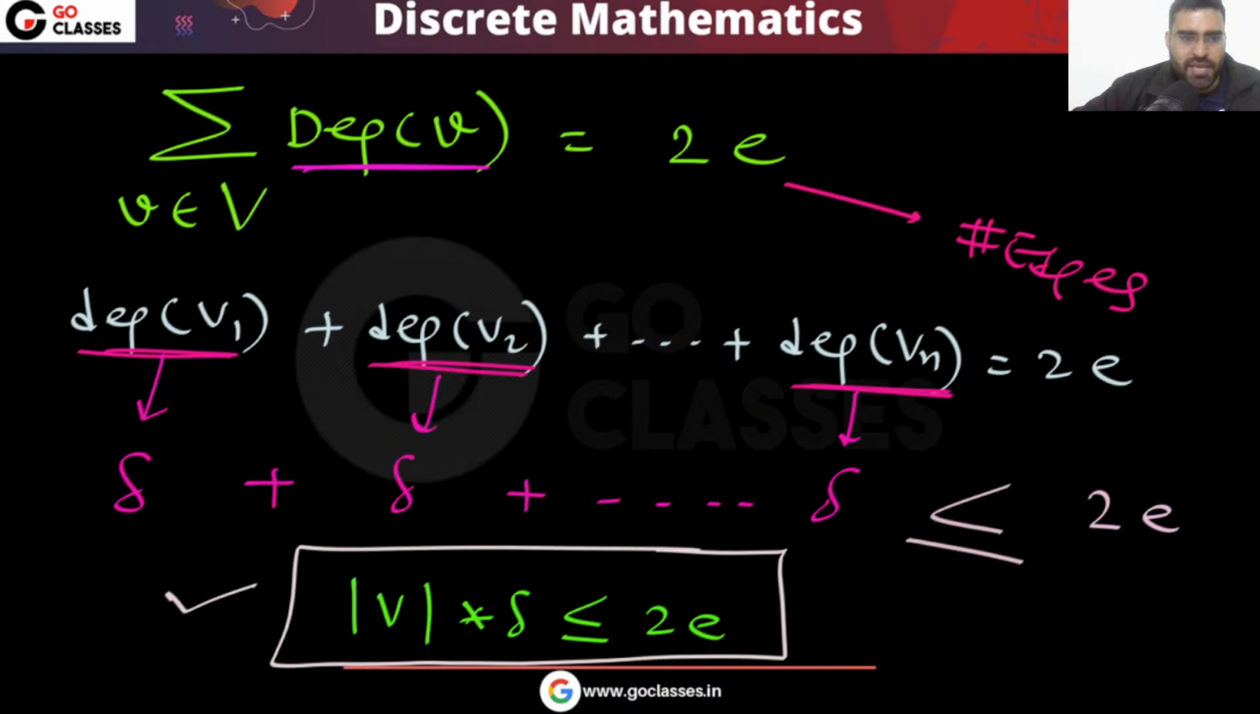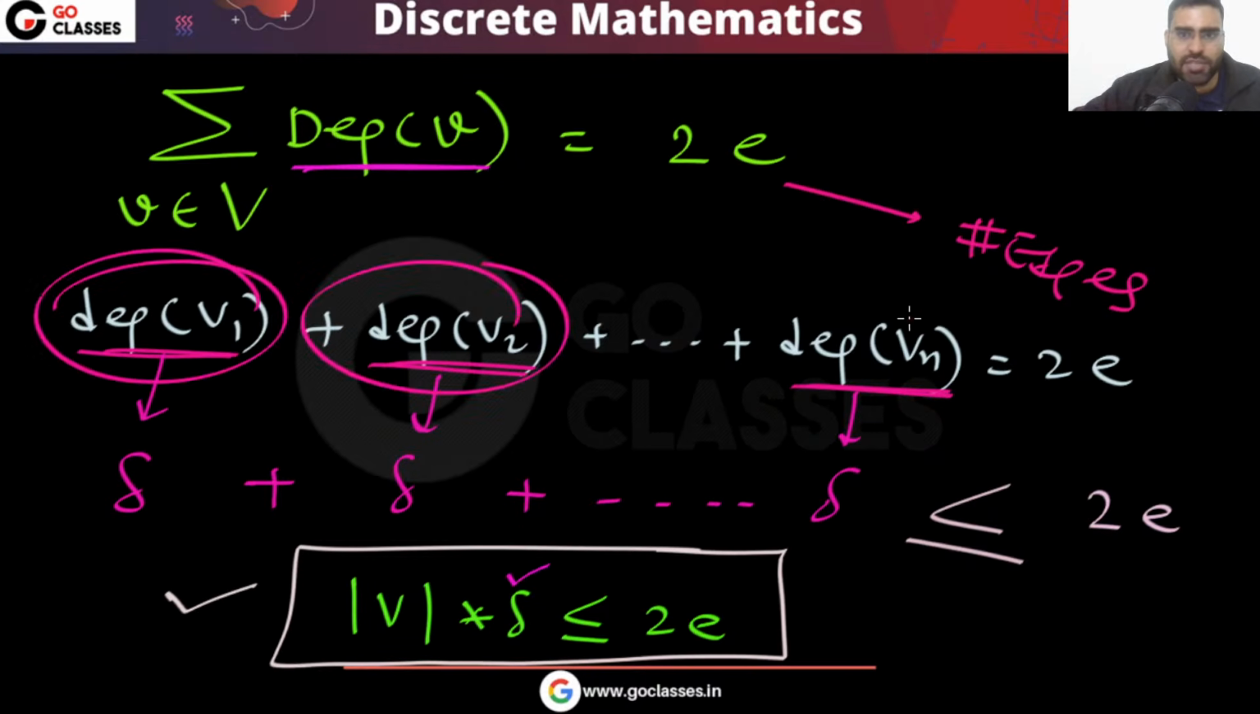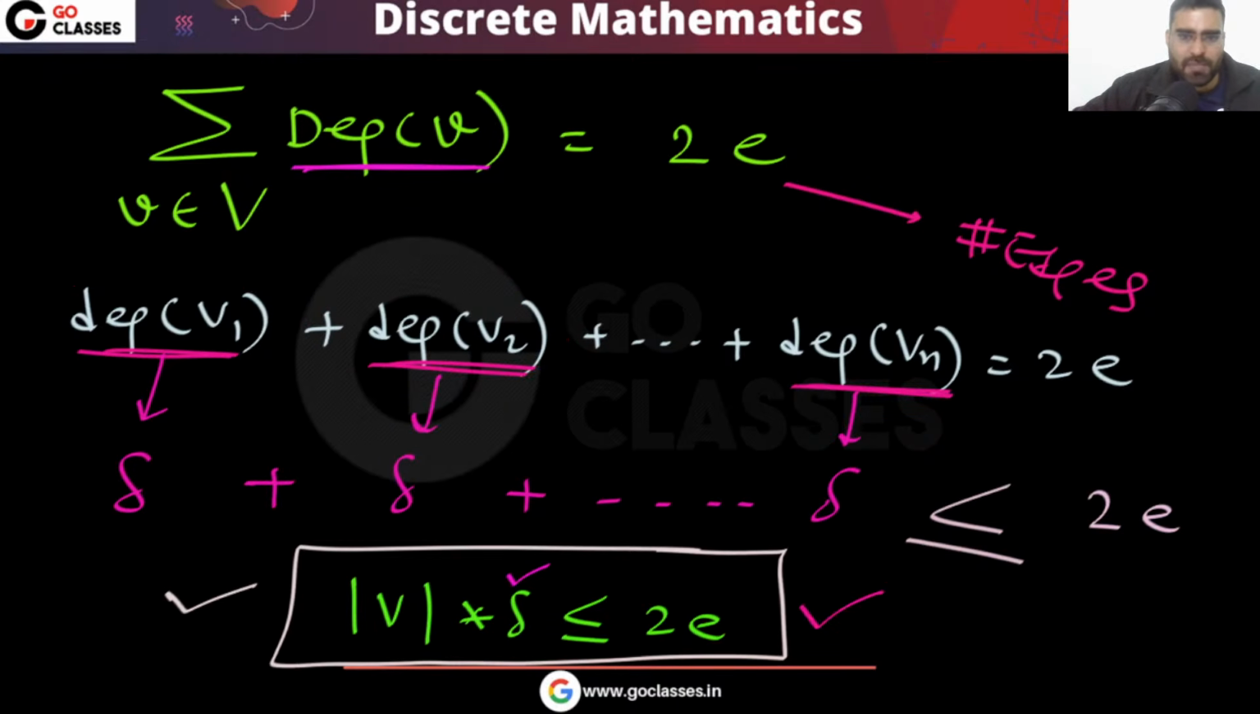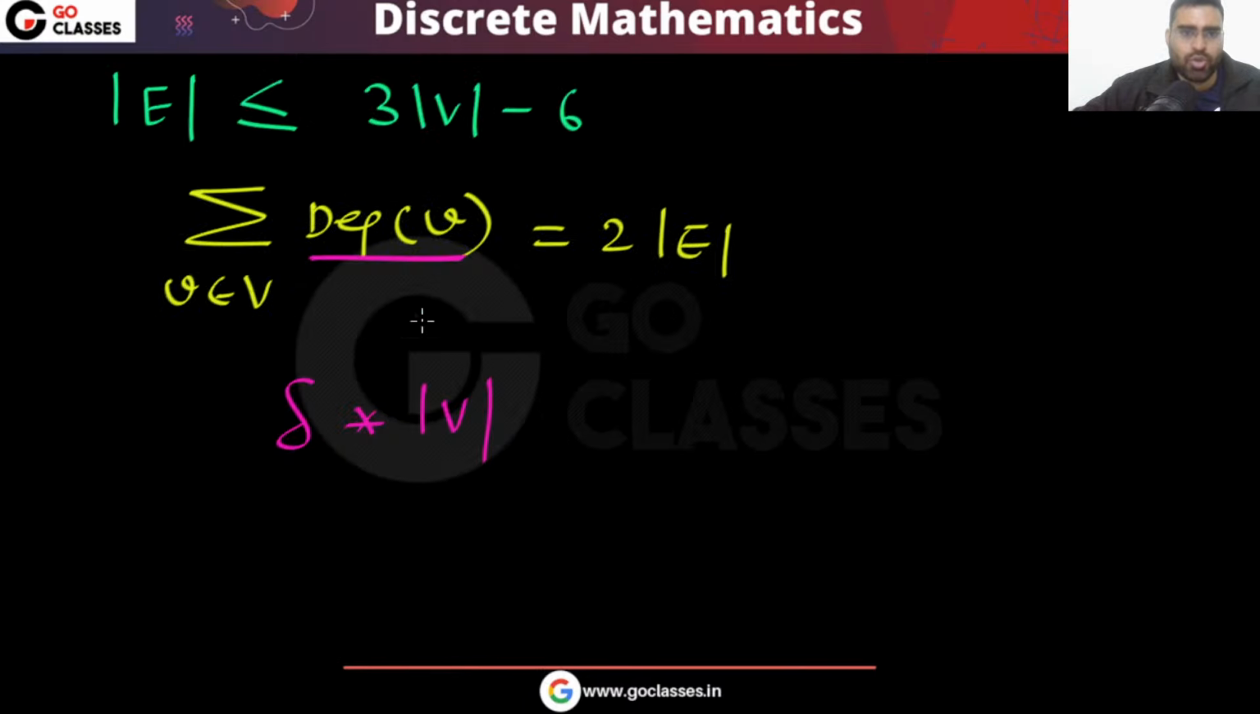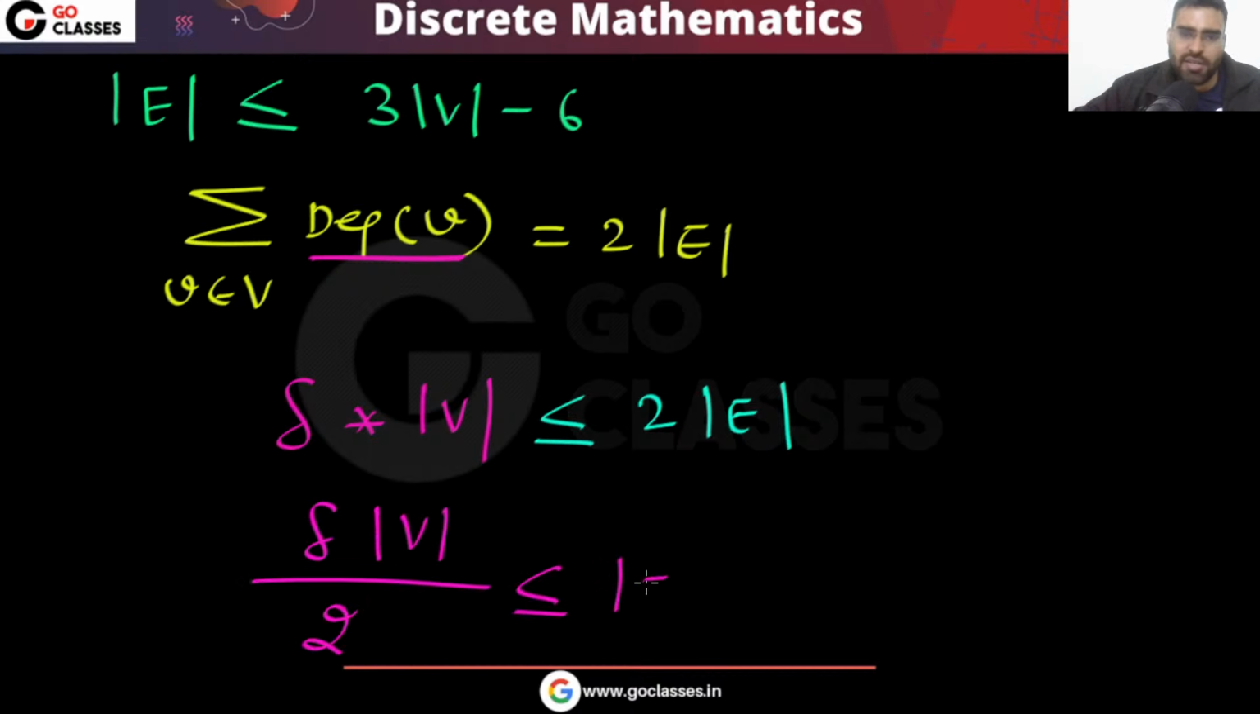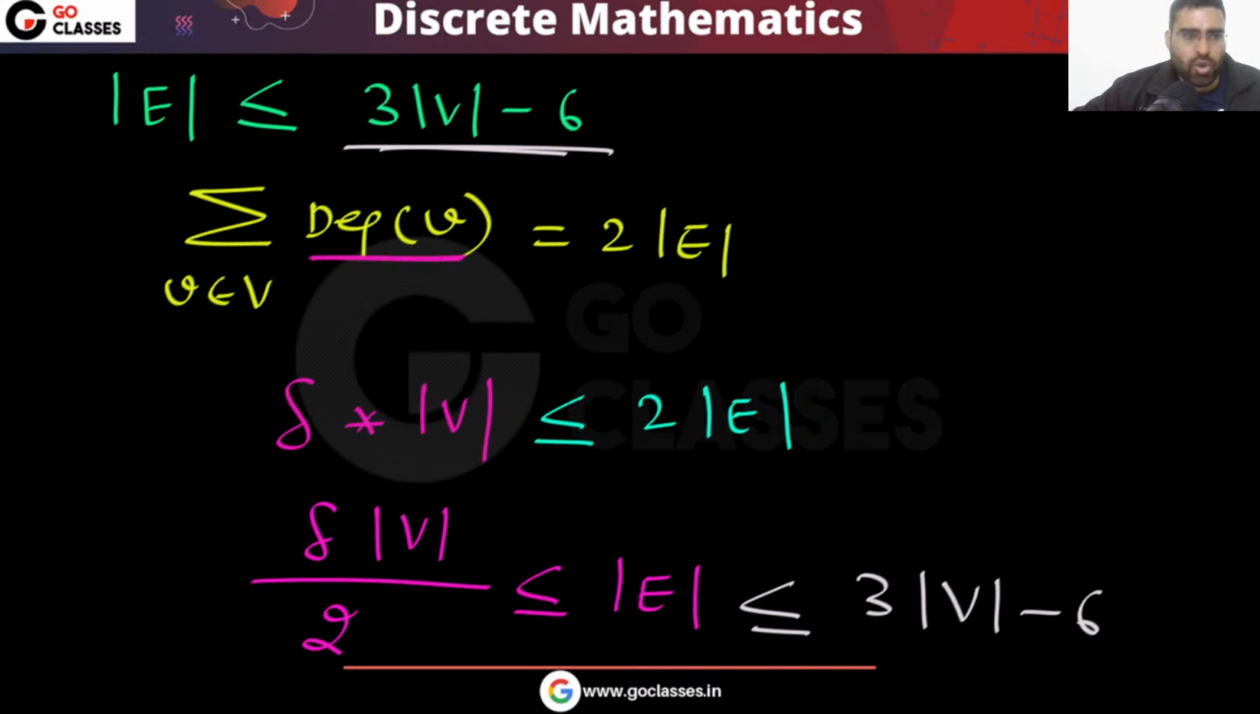So you can notice, if I replace every degree with the minimum degree, then this equation I will get. The RHS will be bigger, twice the number of edges. I can also say that n times delta divided by 2 is less than the number of edges. And already the number of edges is less than this, which is already given to you.